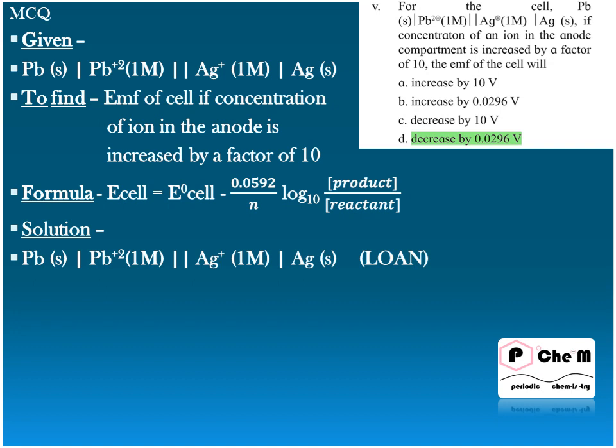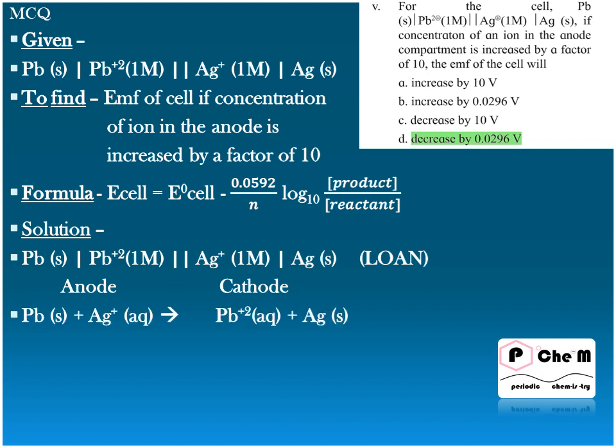First, we need to determine whether it is a galvanic cell or an electrolytic cell. It is clear that it is a galvanic cell because we can see a double line representing a salt bridge. And we know that for a galvanic cell, it is left oxidation anode negative. Therefore, the left electrode lead will be an anode while the right electrode silver will be a cathode. Let's write the half cell reactions for this.